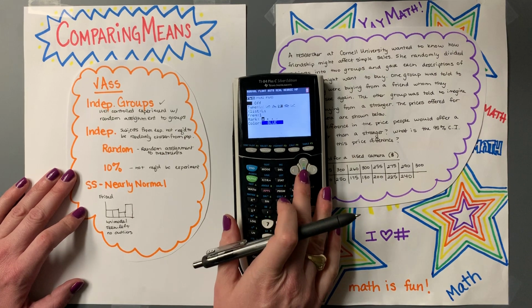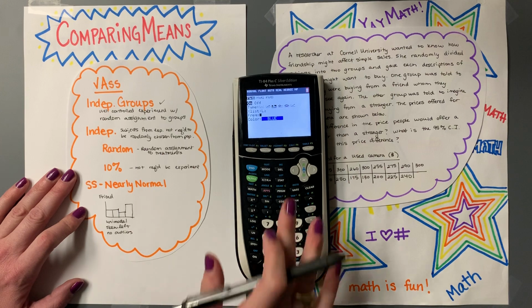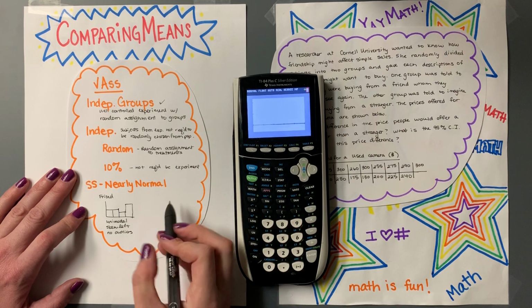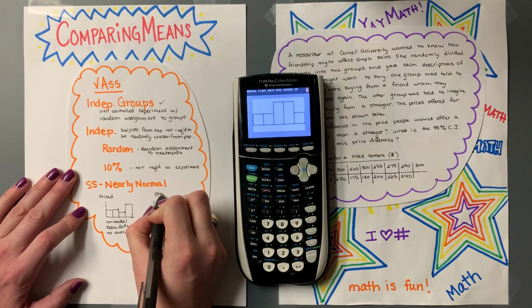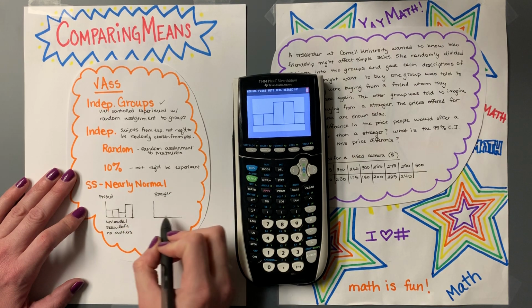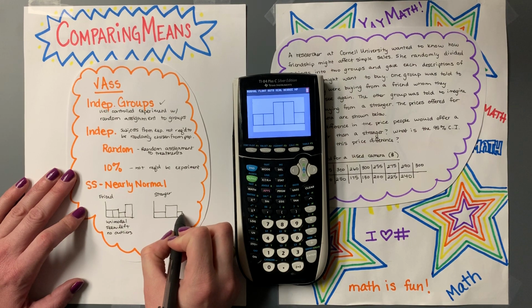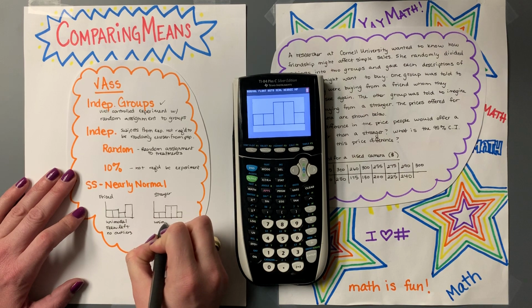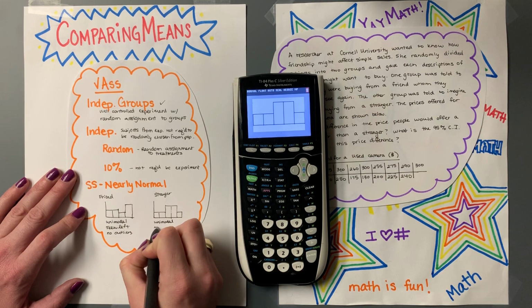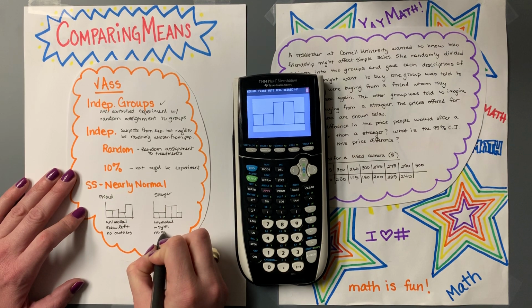Okay, so now I'm going to do a histogram of my stranger data. So this is stranger. And this appears to be unimodal. It's approximately symmetrical, and there are no outliers.